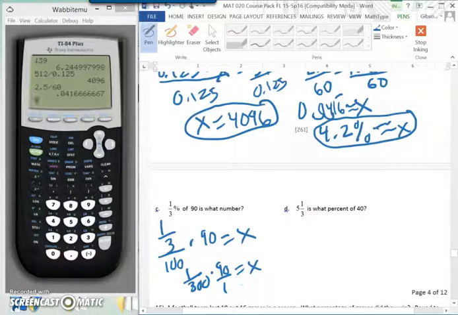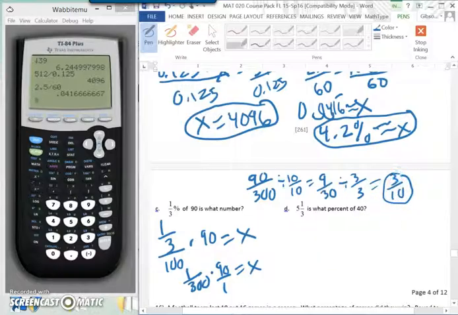So we'll put 90 over 1. 1 times 90, we know is 90. And 300 times 1 is 300. Now we know 90 and 300 both have 10 in common. So we'll divide both by 10. And that will give us 9 over 30. Now 9 and 30 both have 3 in common. So we'll divide both by 3. And that will give us 3/10. So 3/10 is your final answer.